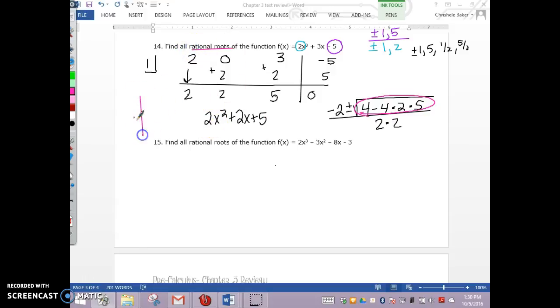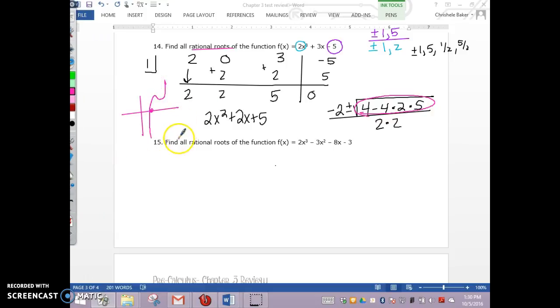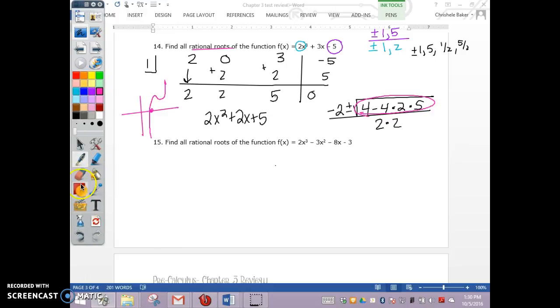So this is a cubic that crosses at 1, so it probably looks like that, and it just doesn't do this. It doesn't come back down and come back up. It's only crossing 1 time. It might do this too, something like that. That's okay. 1's going to be the only thing that works here.